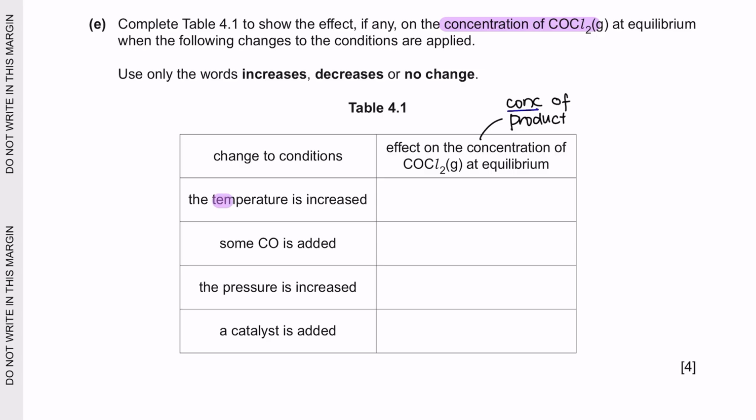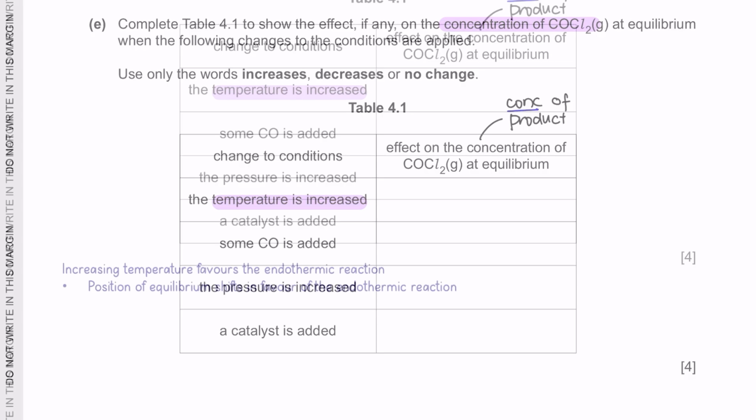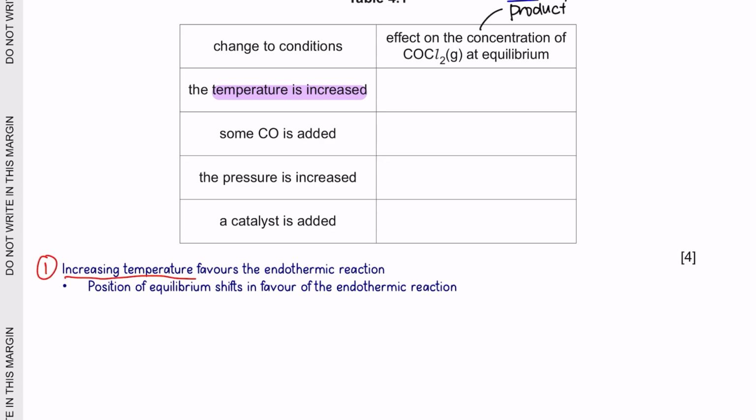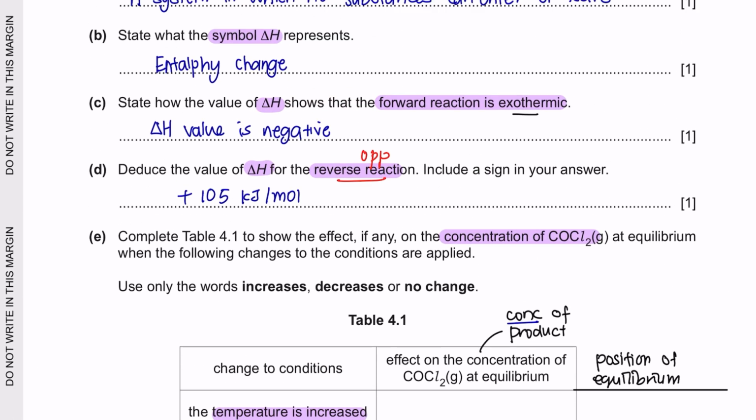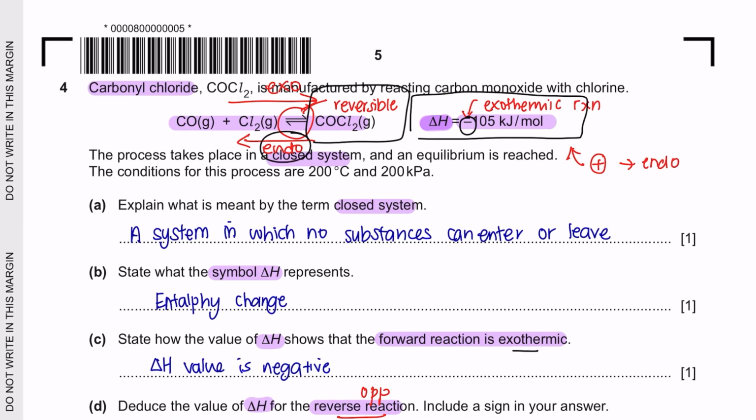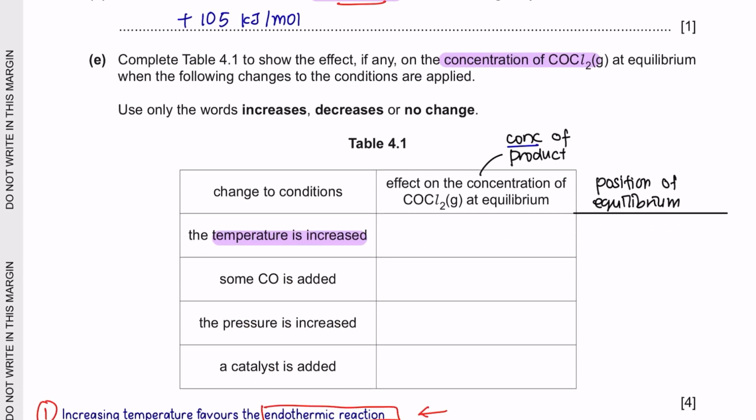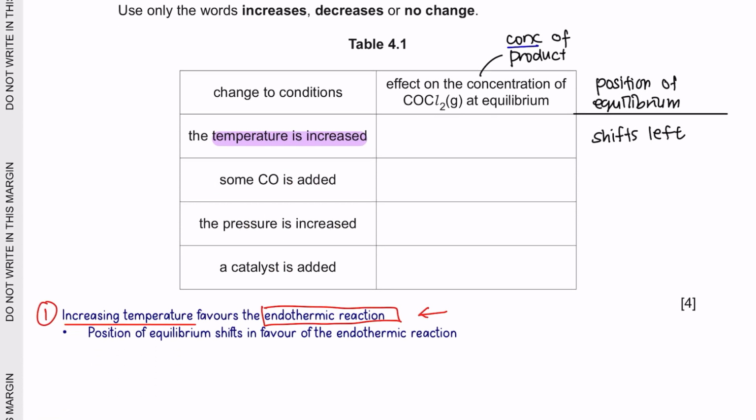The first change is that the temperature is increased. Always remember that increasing temperature will favor the endothermic reaction. In this case, the endothermic reaction is the backward reaction. So the position of the equilibrium will shift in favor of the endothermic reaction, which is the left side, so we will have more reactants. The concentration of the product will decrease because the product is on the right side of our equation.